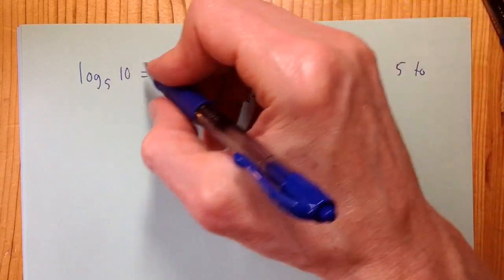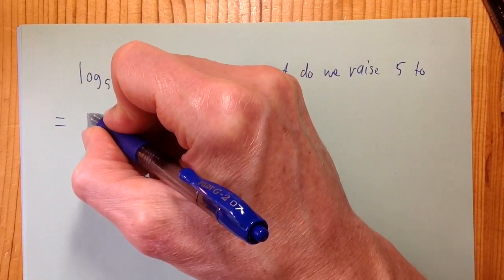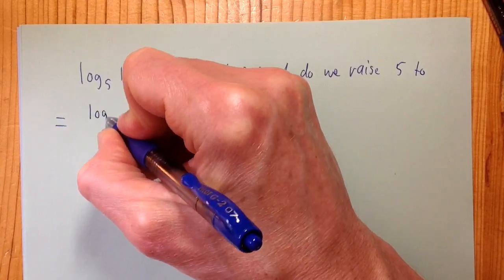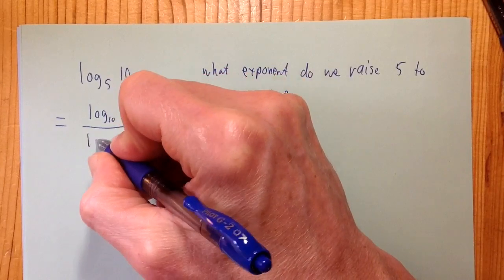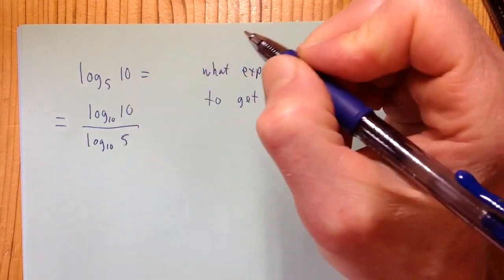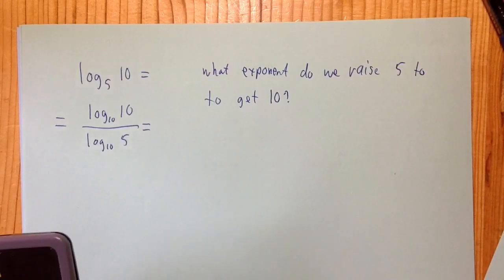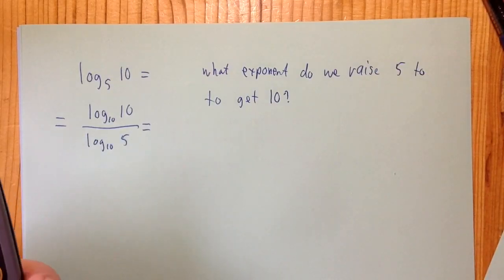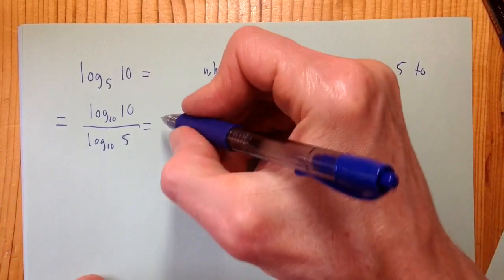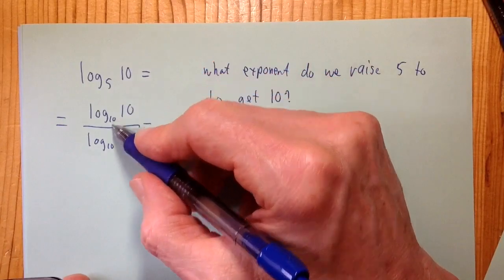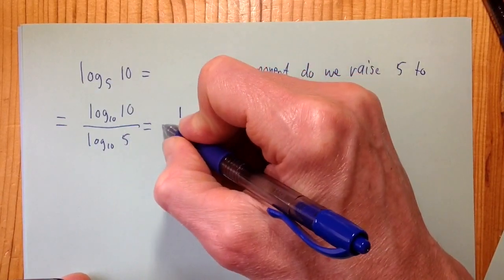But we know this is the same thing as, I'll write it down here, log base 10, which is in our calculator, of 10 divided by log base 10 of 5. And that I can put in my calculator. So log base 10 of 10 means what power do I raise 10 to get 10? Well, that's obviously the first power, so that's 1.